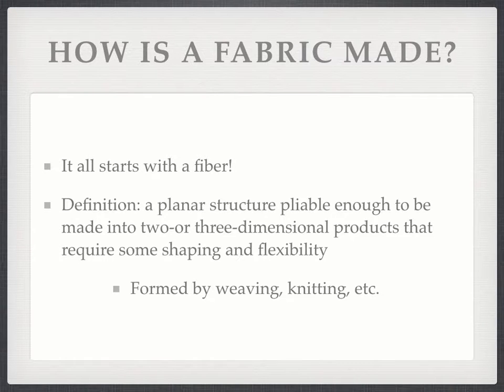So how is a fabric made? It all starts with the fiber. The actual textbook definition of a fiber is a planar structure pliable enough to be made into 2 or 3-dimensional products that require some shaping and flexibility. So they're formed most typically by weaving and knitting.